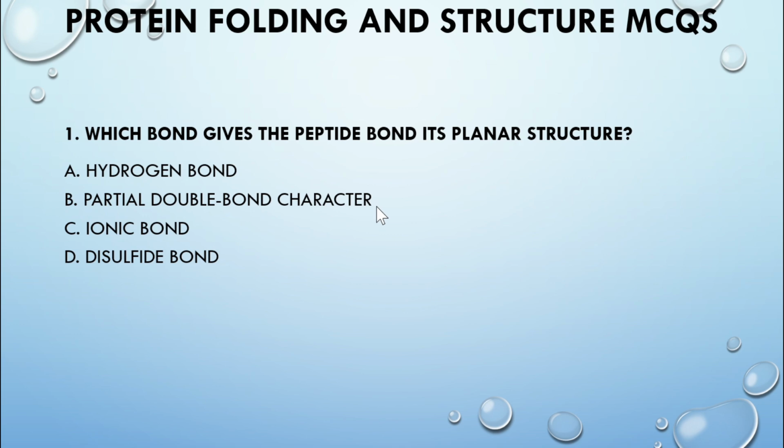Partial double bond character. The peptide bond exhibits resonance. What it means is that it gives it partial double bond character. Now, this restricts rotation and makes the peptide bond planar. Are we there?